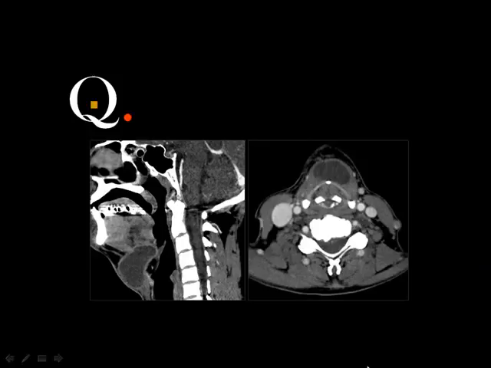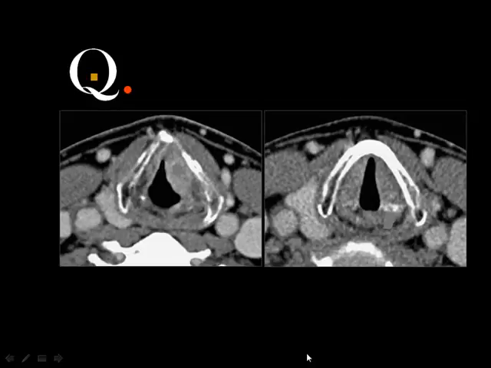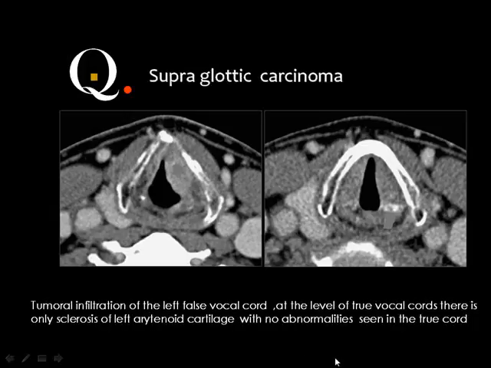And what do you think about this? Yes, which one? Thyroglossal, very good. This is the classic site of the thyroglossal duct cyst, which is located at the level of the hyoid bone. It lies outside the larynx, the thyroglossal duct cyst. Then what do you think about this case? Supra or glottic? Supraglottic cancer infiltrating the false vocal cord. The true vocal cord is okay. Then this is a supraglottic carcinoma.